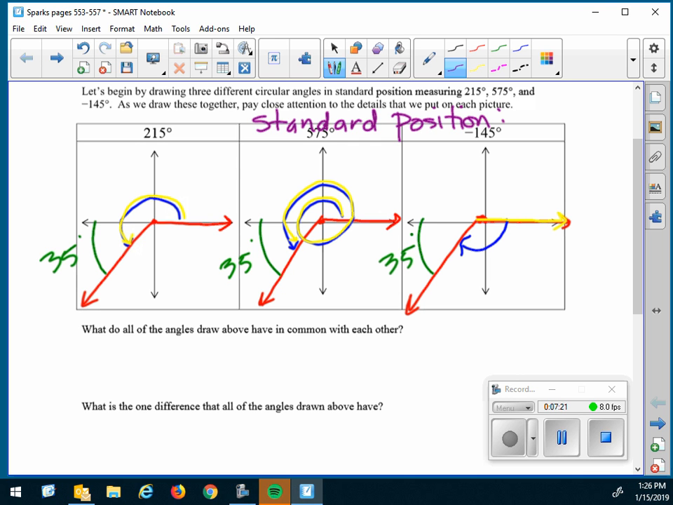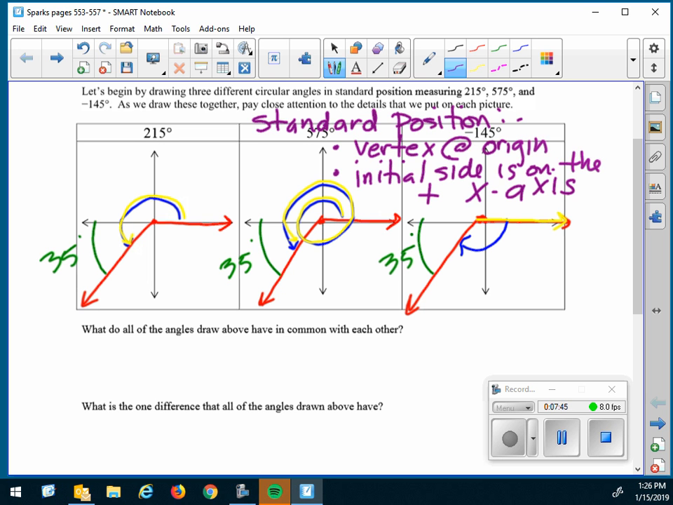An angle is in standard position when its vertex is at the origin and the initial side is on the positive x-axis. You better know that. An angle is in standard position when its vertex is at the origin and the initial side is on the positive x-axis. So all of these angles are in standard position.